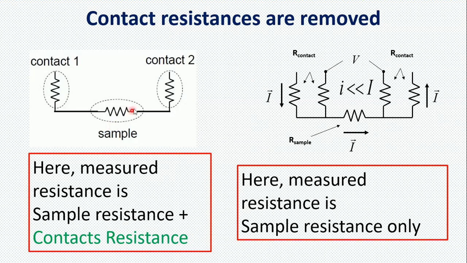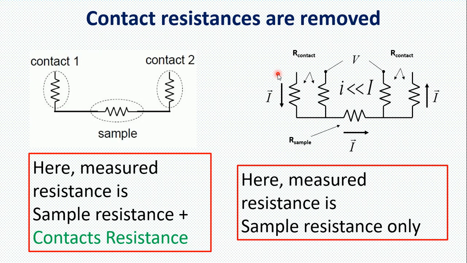Here we will see how the contact resistance is removed in the four probe measurement process. As you can see, this is the two probe measurement schematic diagram. Here contact 1 and contact 2 are included in the measurement when we measure the sample resistance. So here we are measuring sample resistance plus contact resistance as well. But in the 4 probe or 4 point measurement system, we are measuring only the sample resistance.